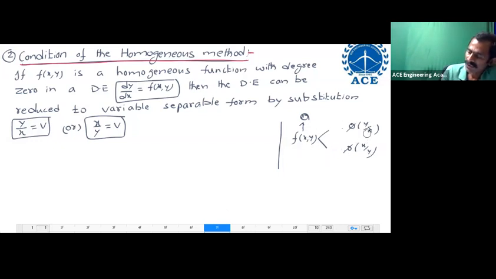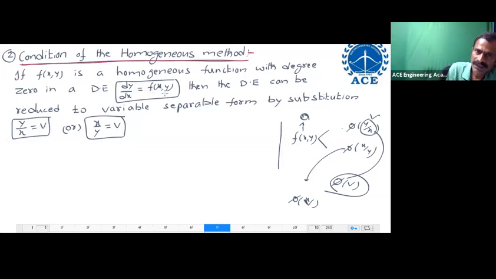In this function of y by x, if you replace y by x with some other variable v, this function will be phi of v, a single variable function. Again, if you replace x by y with v, this function becomes a function of v only. That is why we are replacing y by x with v or x by y with v, to make f of x comma y a separable form.